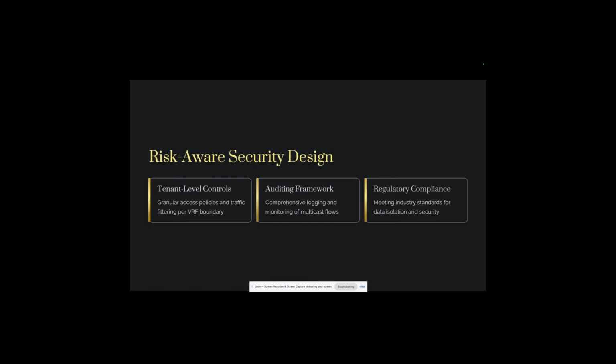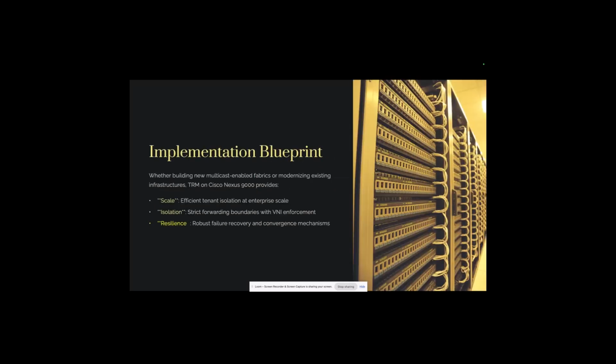The next slide, we have risk-aware security design. The three points discussed here are tenant level controls, auditing framework, and regulatory compliance. With tenant level controls, we have granular access policies and traffic filtering per VRF boundary. The second one, the auditing framework, we have comprehensive logging and monitoring of multicast flows. The third one is regulatory compliance, meeting industry standards for data isolation and security. TRM is built on standards.